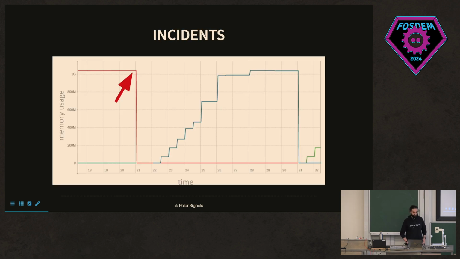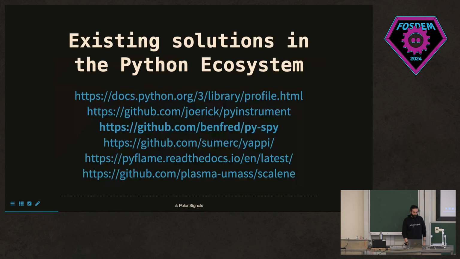Or this could be something about an incident. This graph is specifically for a kill of your process, and you don't know what happened at that certain point, and you would like to know which function or which component of your process actually allocates the memory in that particular moment.